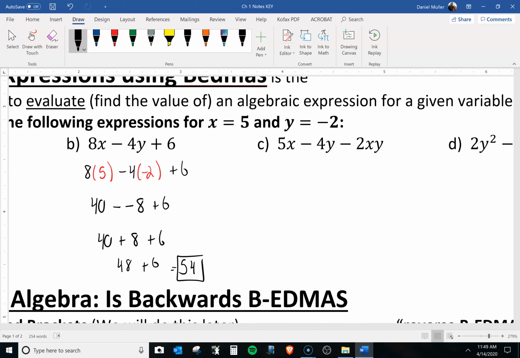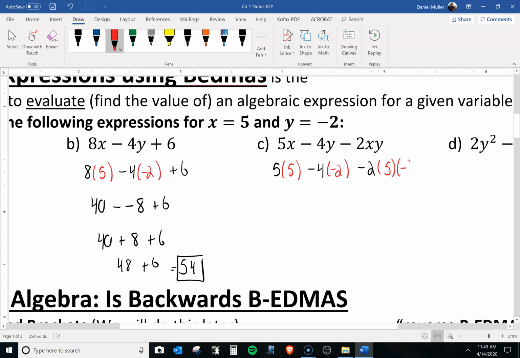All right, let's try the next one. 5, and then we've got times x. And our x here is 5. Minus, we got a 4 times a y. A y is going to be negative 2, so times it by negative 2. Minus a 2 times an x, which is a 5, and a y, which is a negative 2.